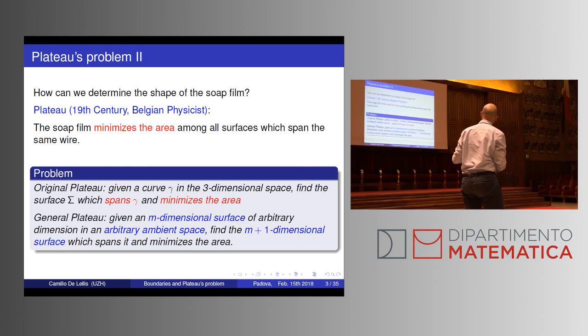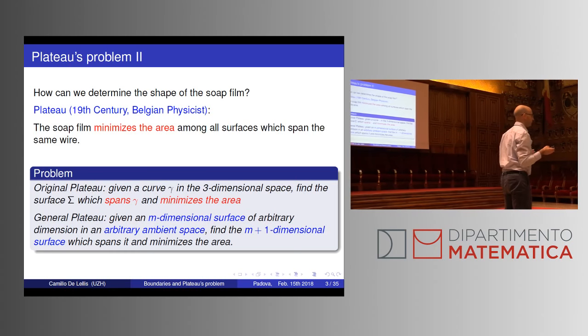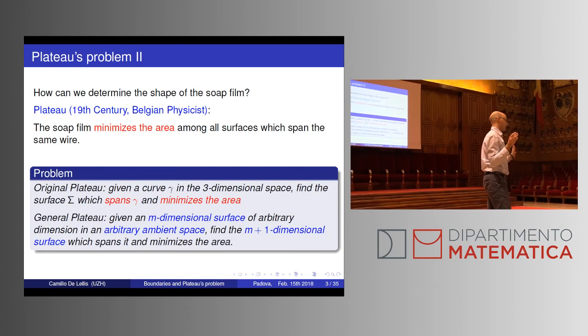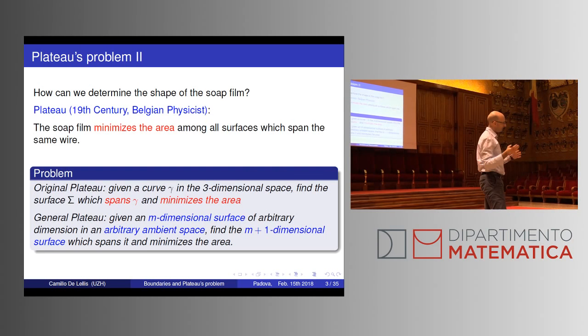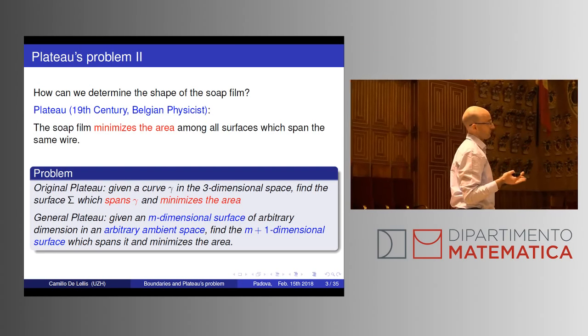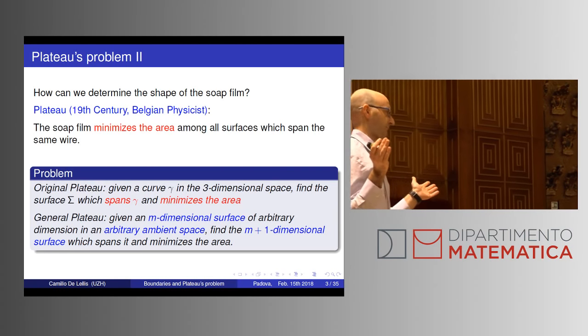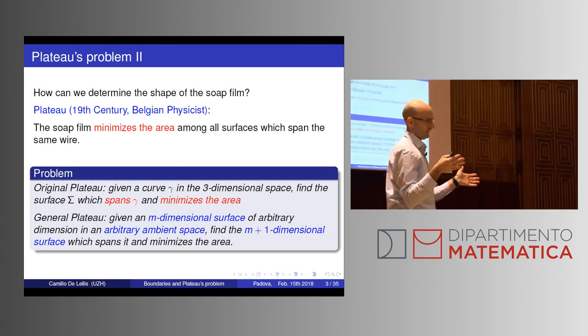So you're given an m-dimensional boundary, and you are now not in the three-dimensional space. You are maybe in a very high-dimensional space. Maybe the space has 17 dimensions, say. And it's not even our usual Euclidean space. It's what people actually call a Riemannian manifold. So some ambient geometry, which is not necessarily flat, like our space.